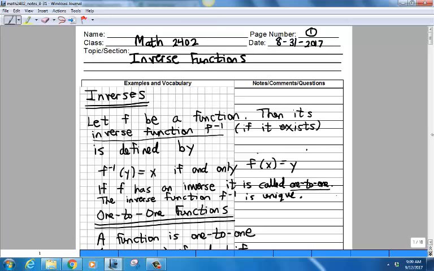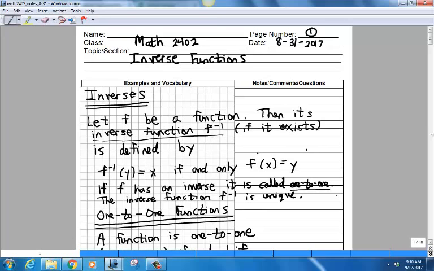And that new function that you create this way, if it is indeed a function, but it may not have to be a function, is called the inverse of the original function. And again, we use that superscript -1 just as a way to name that inverse function.